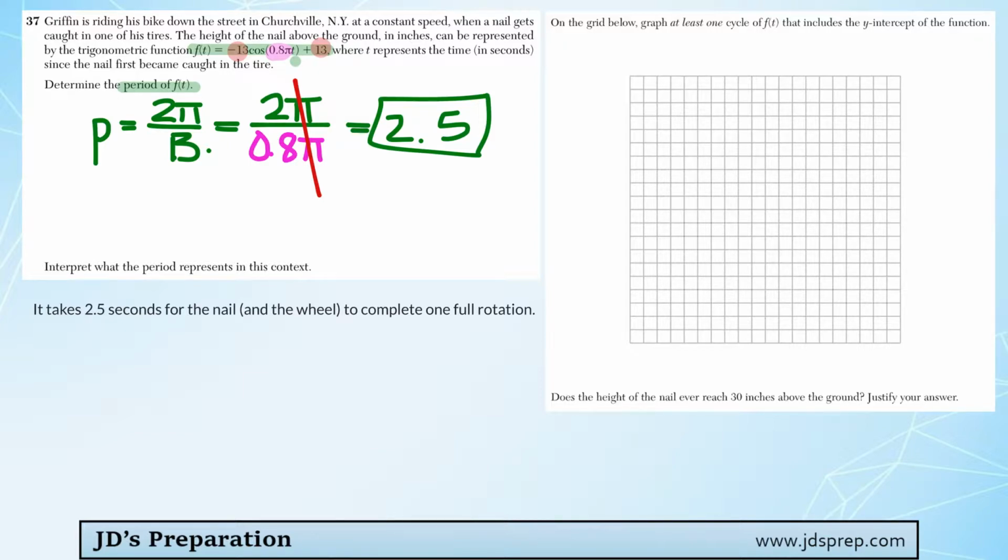So why is that helpful? Well, if you take the midline and add the amplitude, you get your maximum value. And if you take the midline and subtract the amplitude, you get your minimum value. So going from 13 plus 13, we know our maximum is going to be at 26, and our minimum would be at 13 minus 13, which is 0.